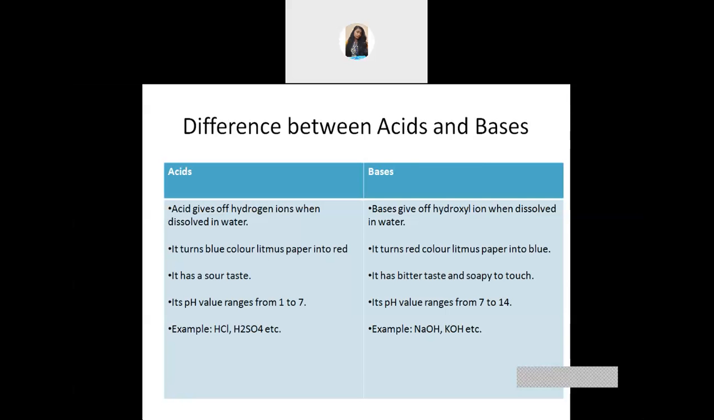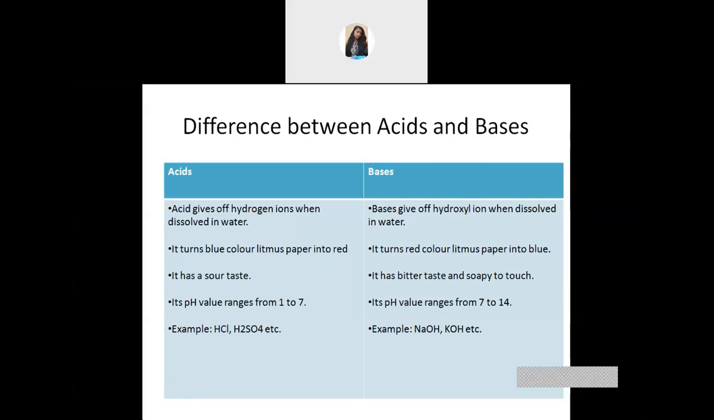And as a test of acid and base, you already know, acid has a sour taste, and bases have a bitter taste and are soapy to touch. Now, the pH value of acid ranges from 0 up to 7. When the pH value is from 0 up to 7, the solution is acidic in nature, and when the pH value is above 7, the solution is basic in nature. So the pH range for bases is 7 to 14.